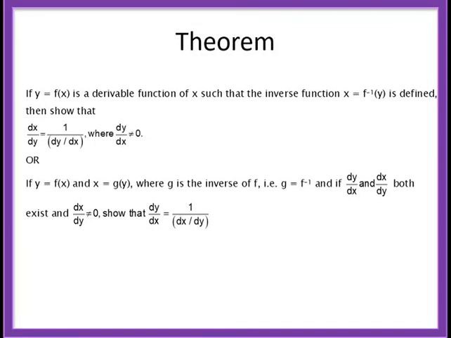Now we are going to discuss, with proof, an important theorem. If y equal to f(x) is a derivable function of x such that the inverse function x equal to f inverse of y is defined, then what is dx/dy? It is 1 upon dy/dx, if dy/dx is not equal to 0. Or you can say that if y equal to f(x) and x equal to g(y), where g is the inverse of f, that is g equal to f inverse, and if dy/dx and dx/dy both exist and dx/dy is not equal to 0, then what is dy/dx? It is nothing but 1 upon dx/dy.